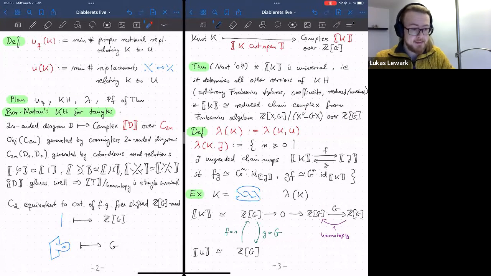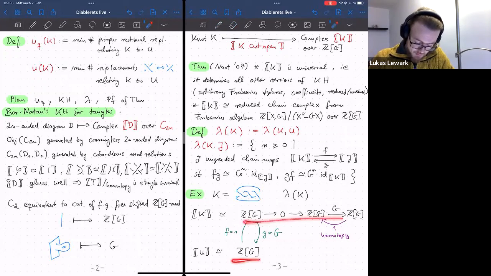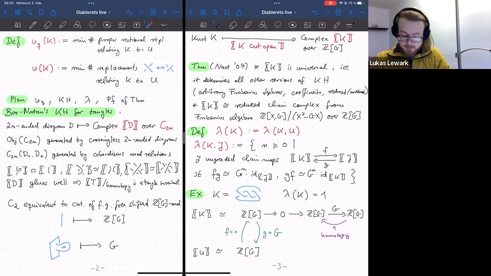And well, since being 0 would mean homotopy equivalence, and these complexes here are clearly not homotopy equivalent, because, for example, they don't have the same homology, we have also the inequality lambda greater or equal than 1. So we have shown this. Questions about this calculation?